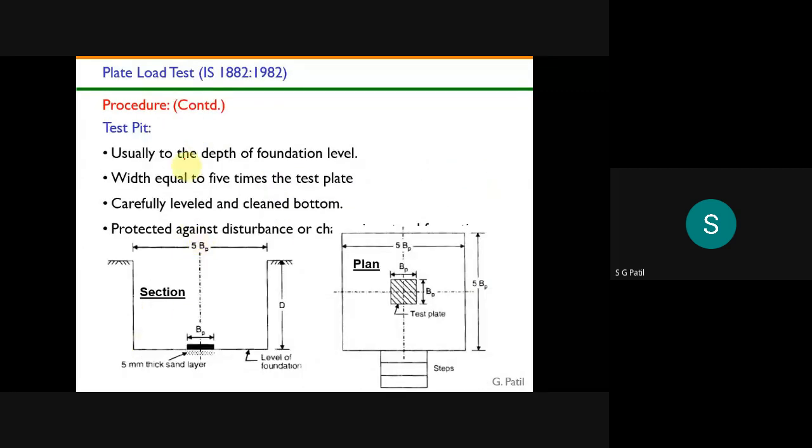And what are the specifications of the pit? This is the plate. Always the pit size should be 5 times the width of the plate. So whatever width the plate has, 5 times that should be your pit size. This is the sectional view of the pit, and this is the plan view of the pit. This is the steel plate, and the outer, bigger square you see is your pit.